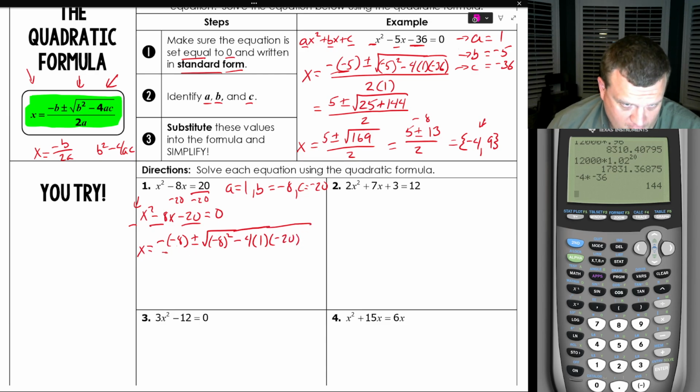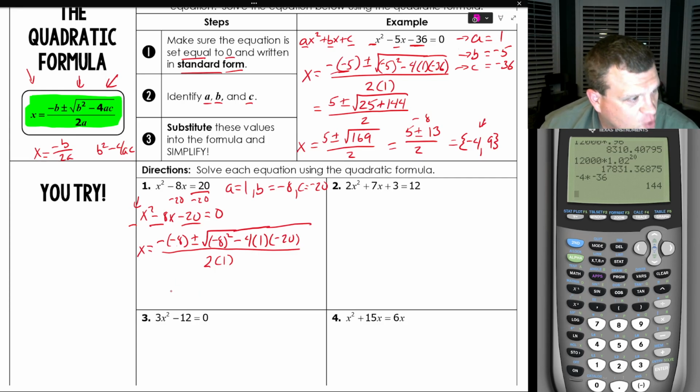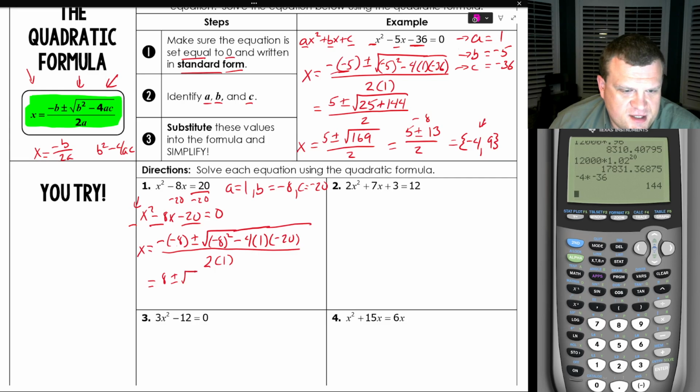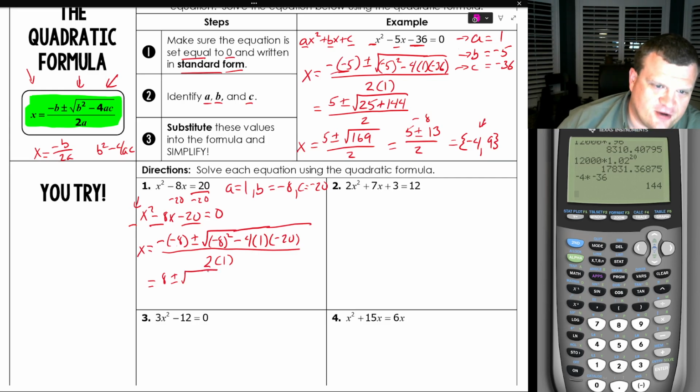Okay. All over 2 times a, which is 1. All right. Cool. Hopefully you're jiving so far. We're going to say that this becomes, we see that top's going to become 8 plus or minus the square root of, I'll tell you now, your calculator can actually handle this pretty well.